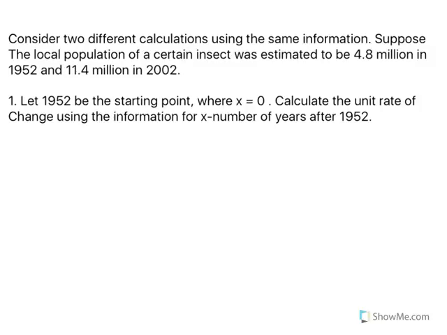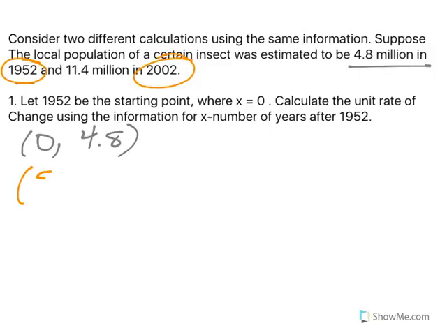11.4 million in 2002. So part one here, let 1952 be the starting point where x is 0. So in 1952, if x is 0, y would be 4.8, right? Because 4.8 million in 1952. Now, the number of years between 1952 and 2002 is 50. So because it took 50 years to get there, we use 50 and then 11.4 is my y value.